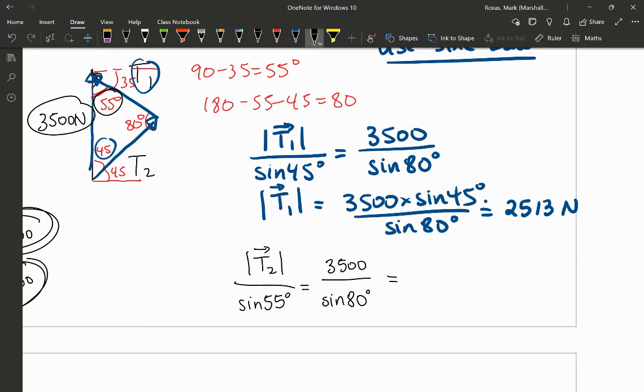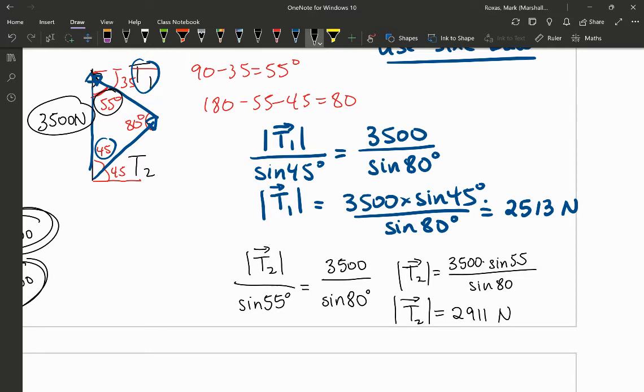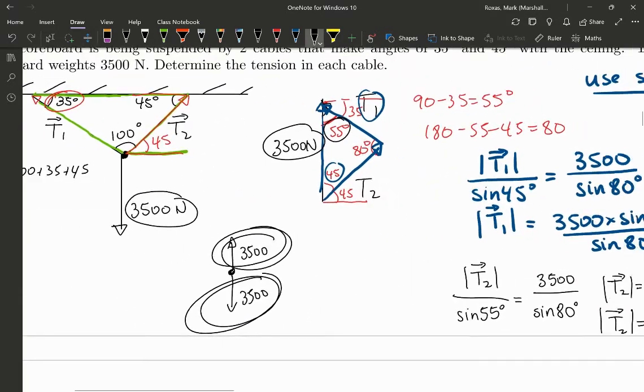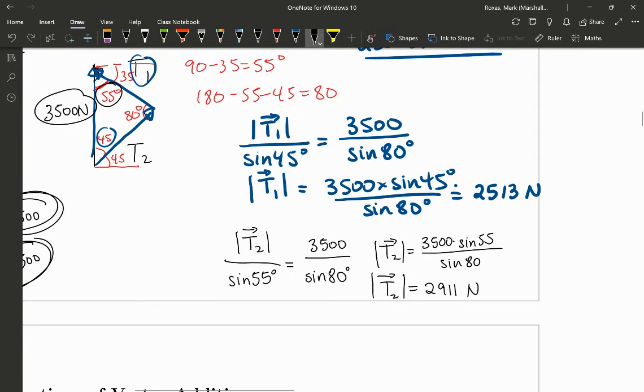If I solve for T2, the magnitude of T2 equals 3,500 times sine 55 over sine 80, and that's going to equal 2,911 newtons. So those are my two tensions in the rope, and we already know the angles they're acting at, so there's no need to look for that. In a question like this, the answers I'm looking for are just the two magnitudes. Determine the tensions in each cable, just find the magnitudes.